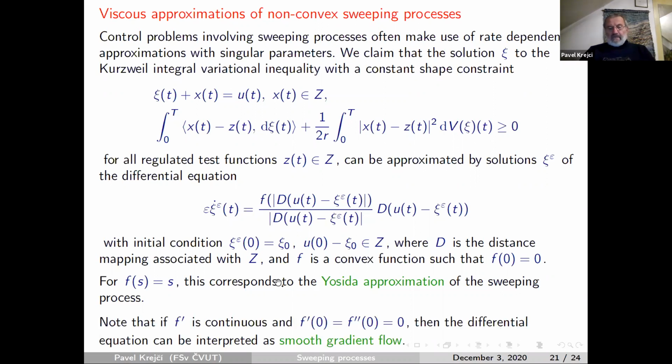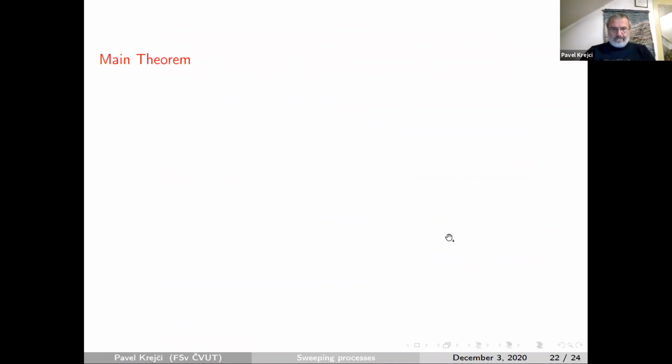Now, F is an increasing function. I forgot to say, increasing convex function. If it happens that F prime is continuous and F prime of 0, F second of 0 is 0, then the differential equation that is written here is a smooth gradient flow. So this is again information which is of interest.